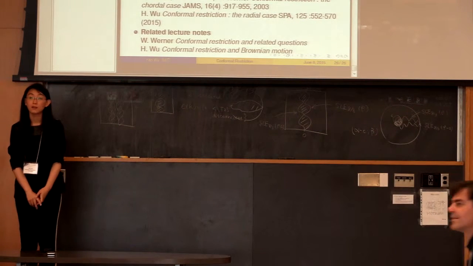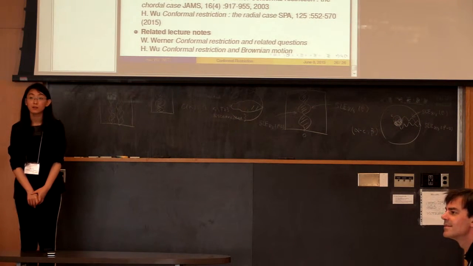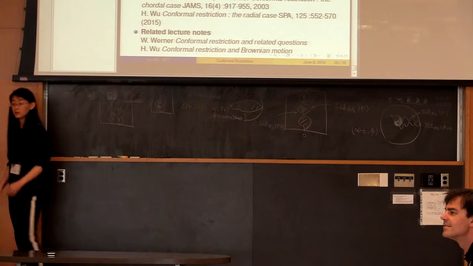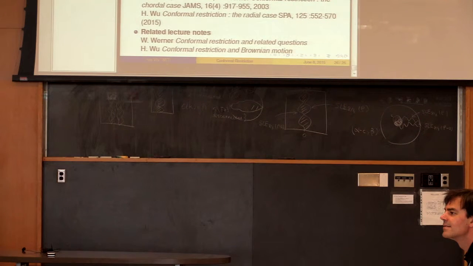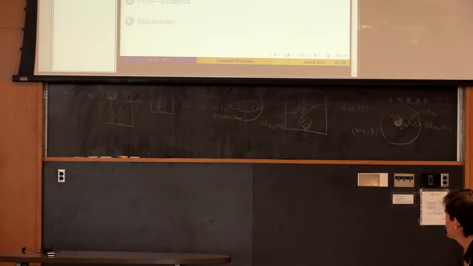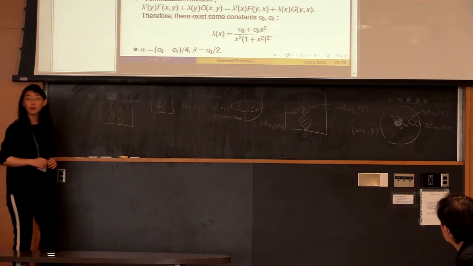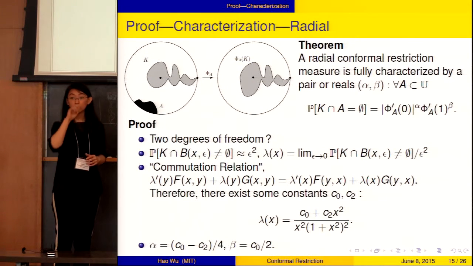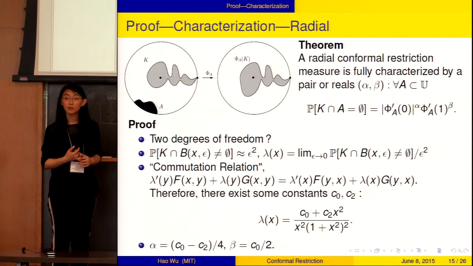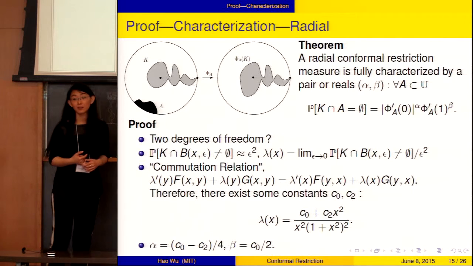Can you come back to the characterization part for the radial case? You talked about the commutation relation because we don't have the self-similarity argument. Is it right? Yes. Thank you. So basically, my question, very naive, sorry, it's out of the done.